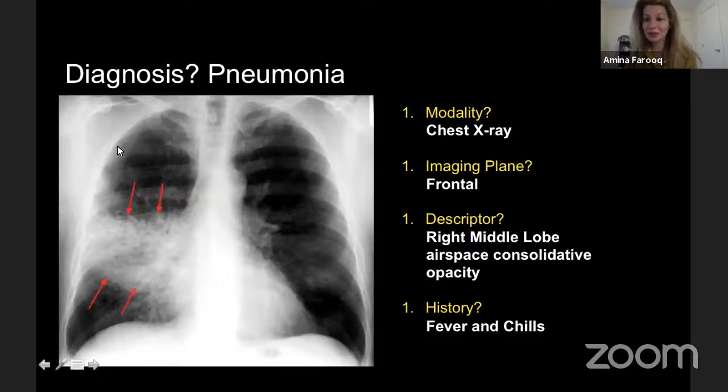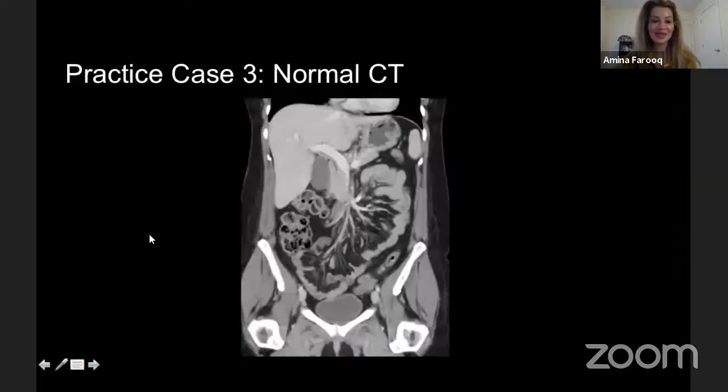So you guys just did what a radiologist does every day, right? You go through the modality, through the projection, you look at the finding, and then you put it in context of what the history was to get to a diagnosis. Excellent job. All right. So now we're going to move on to a normal CT.